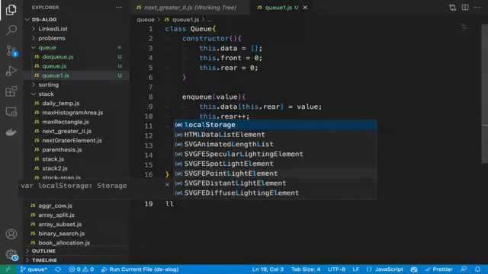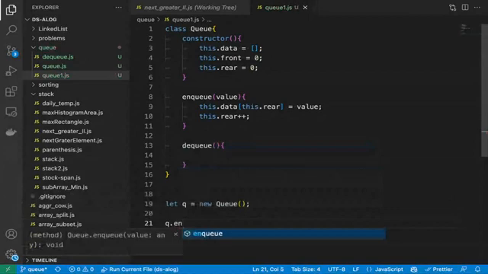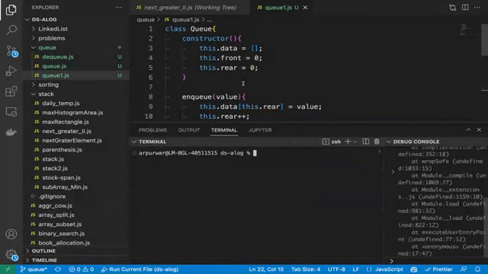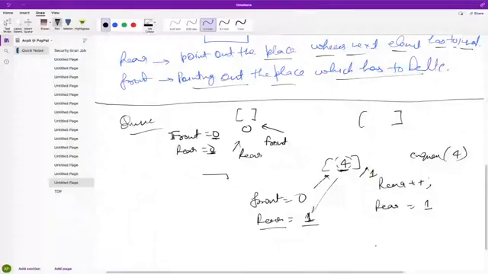And let q equal new Q, right? Let's do the insertion in this q. Let's take a small q, why such a big Q? q.enqueue and put the 4 here. And let's look into our q. console.log(q). Let's run it. node q1.js. You see, in the queue, one data is there, and our rear is at the first position, and front is at the 0 position. Agree, guys?